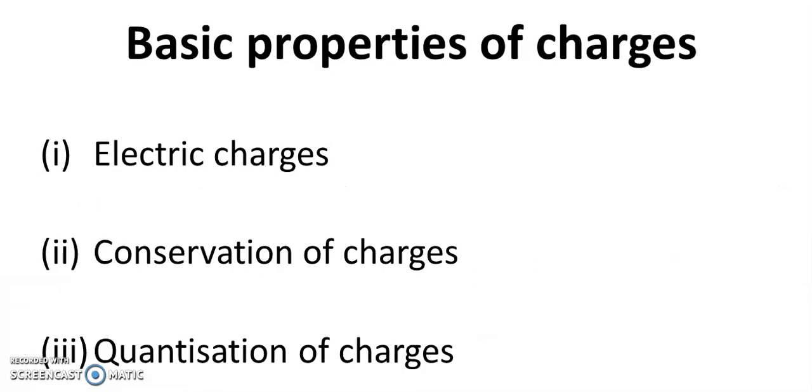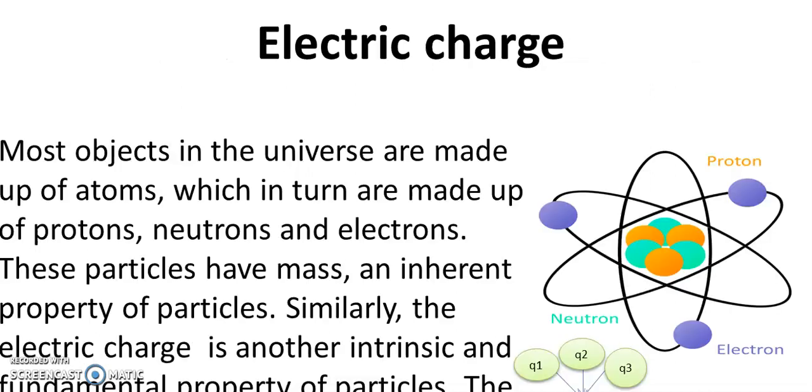Now we'll see what the basic properties of charges are. The first one is electric charge, then conservation of charges, and then quantization of charges. So what is electric charge? Objects in the universe are made up of atoms, and these atoms are made up of protons, neutrons and electrons. These particles have mass, which is an inherent, essential property of the particle. Similarly, these particles also have electric charge. That is also a natural, essential, fundamental property of the particle.